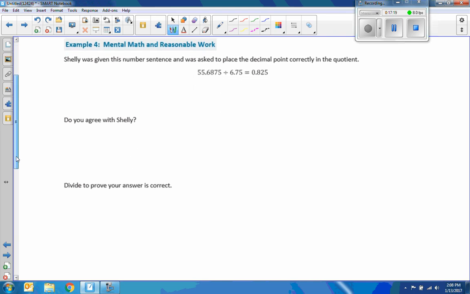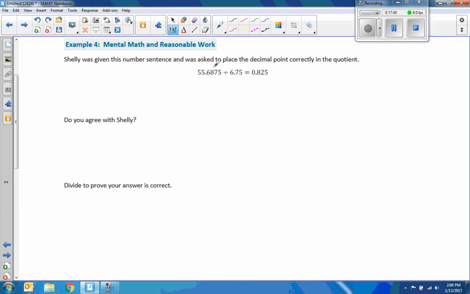Now let's get into reasoning. So now we're going to bring in a word problem. So we have this girl, Shelley, was given this number sentence and was asked to place the decimal point correctly into the quotient. We have 55.6875 divided by 6.75 equals 0.825. Do you agree with Shelley? Divide to prove your answer is correct.